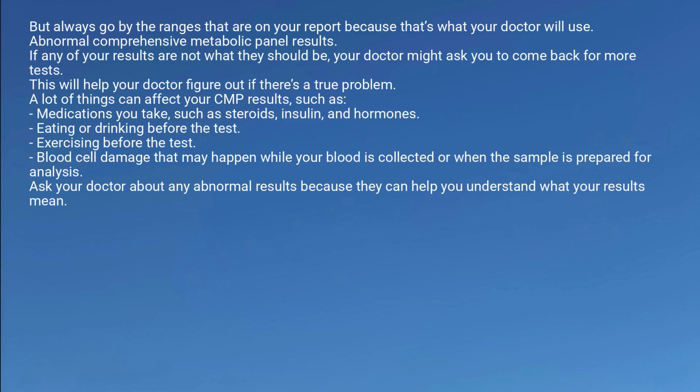Abnormal comprehensive metabolic panel results. If any of your results are not what they should be, your doctor might ask you to come back for more tests. This will help your doctor figure out if there's a true problem. A lot of things can affect your CMP results, such as medications you take, such as steroids, insulin, and hormones. Eating or drinking before the test. Exercising before the test. Blood cell damage that may happen while your blood is collected or when the sample is prepared for analysis. Ask your doctor about any abnormal results because they can help you understand what your results mean.